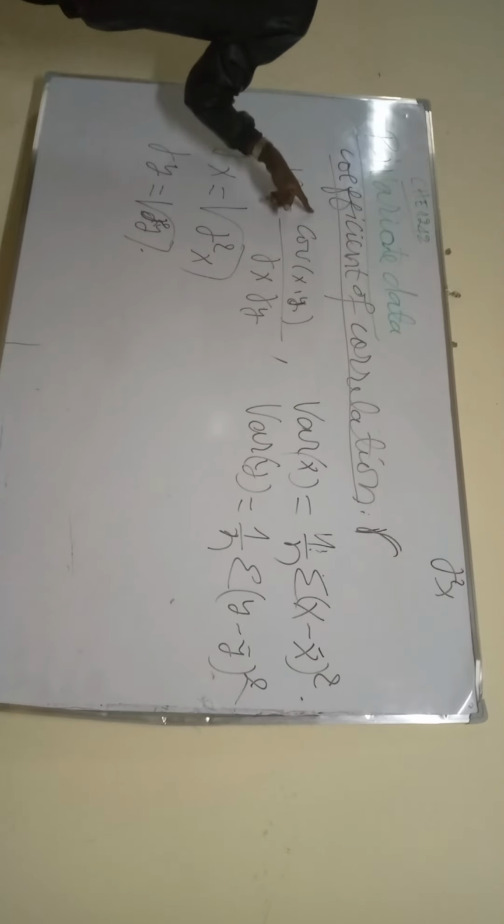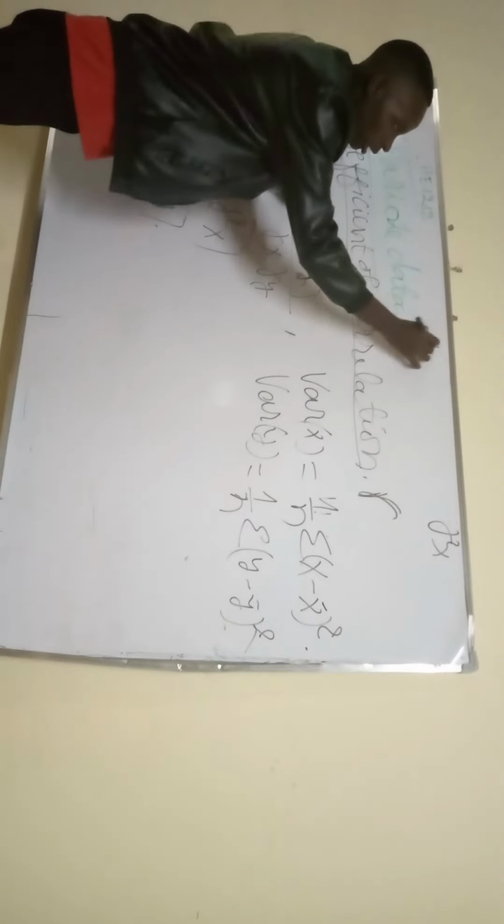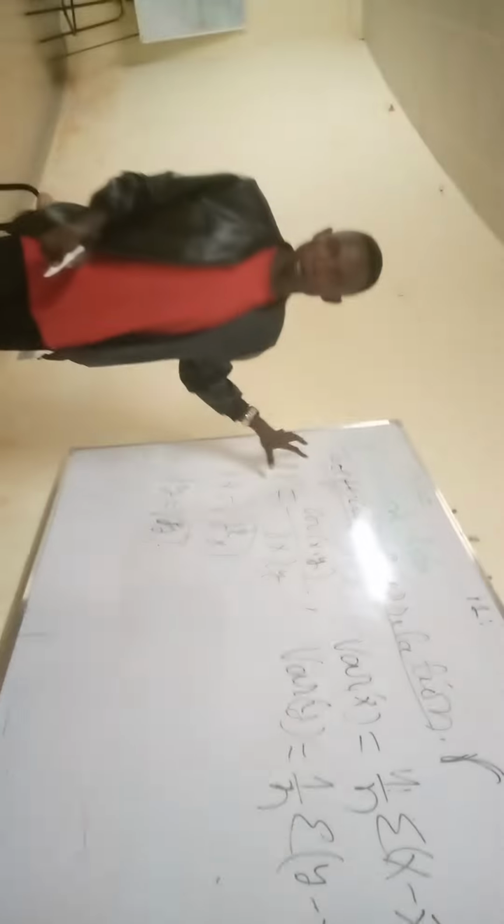After this, you are going to see the properties of the correlation coefficient. The correlation coefficient always has the same sign as the covariance. This means that the sign of the correlation coefficient is always equal to the sign of covariance of x and y. This is property number 1.